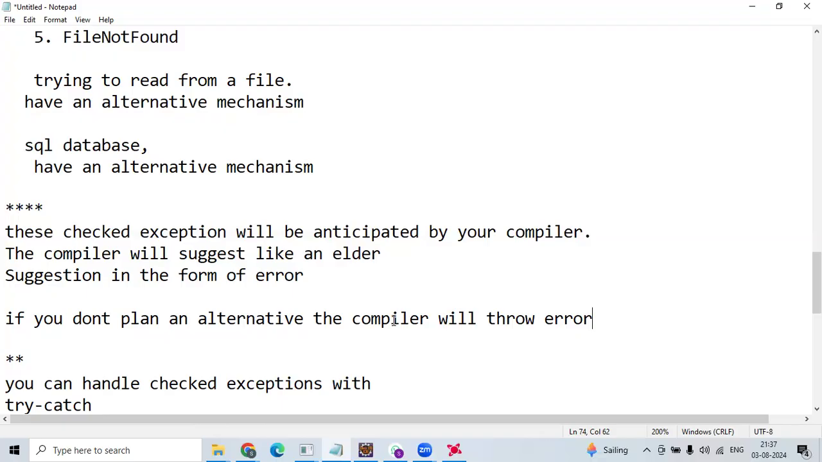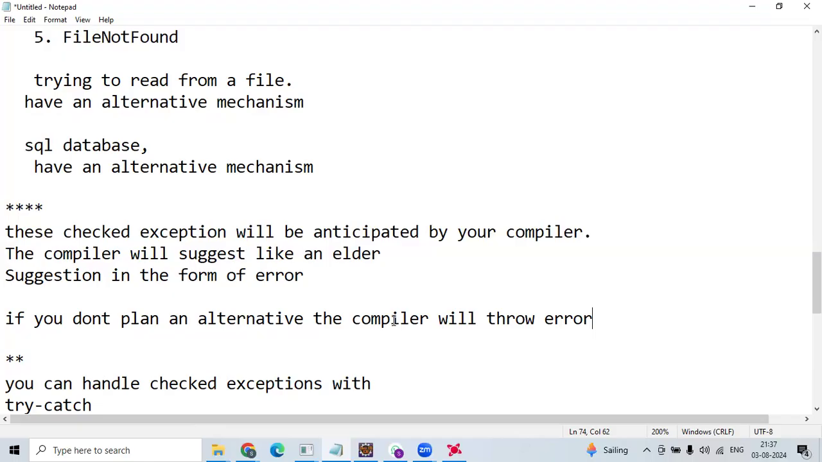So while we write code, the compiler keeps suggesting that it's best to put the exception handling here. Exactly, that's what I'm trying to say. By writing the code, your compiler will throw you an error. So please have a try catch mechanism or a throws keyword to delegate. Please delegate or please handle. It's like either do or die. It will say either handle or delegate. Otherwise, it won't allow you to run; it will be a compilation error.